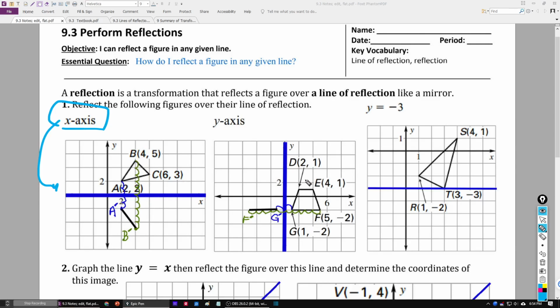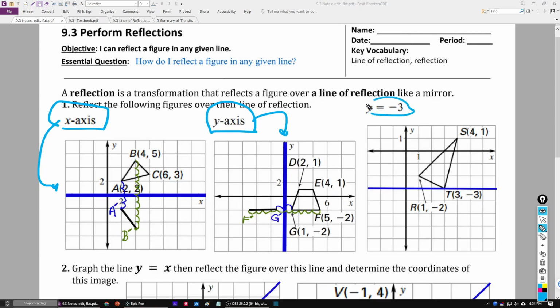And then you can do the same thing here. The y-axis is our line of reflection. And so you notice that I've done these 2 points. I did point F. I also did point G. So you need to do point D and point F.